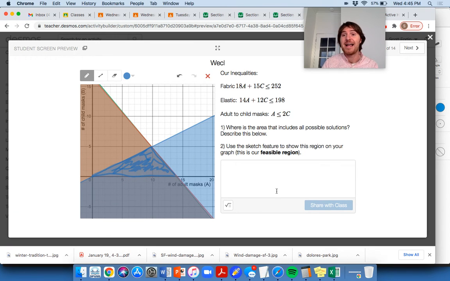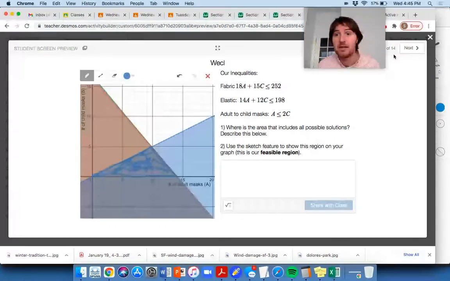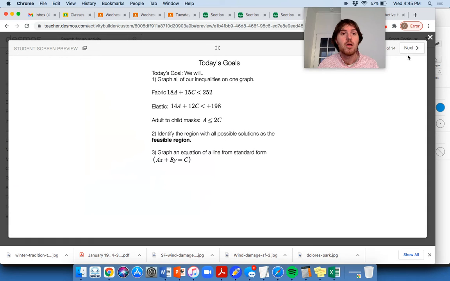Okay, describing this. I gotta go. I gotta pick up my daughter, so I'm not gonna put it into words for you here. But what I would say is the region of common overlap amongst the 3 solution regions of the 3 inequalities. Something like that, okay? Where they all overlap, that's fine too. Okay, so let's check it out here.